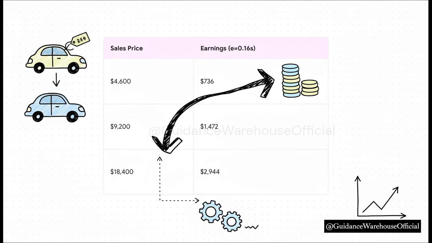Let's look at a quick example of a used car salesperson named Nicole. Now, what's really interesting here is the precise relationship in the numbers. Let's say Nicole earns a 16% commission. If she sells a vehicle for $4,600, her earnings are exactly $736. Now, if we double her sales to $9,200, look what happens. Her earnings perfectly double, right up to $1,472. These variables are locked together in a direct proportional step.